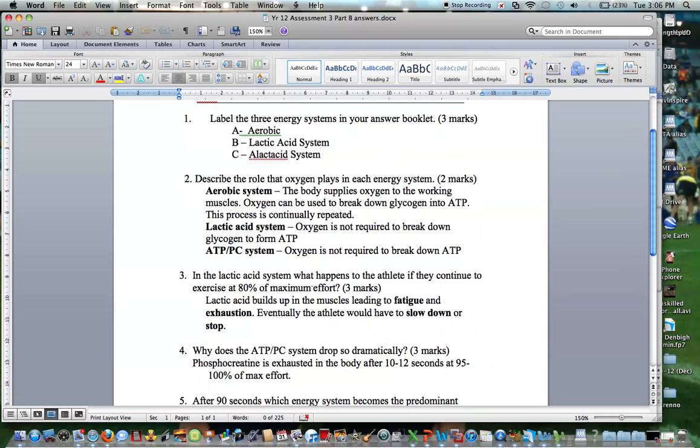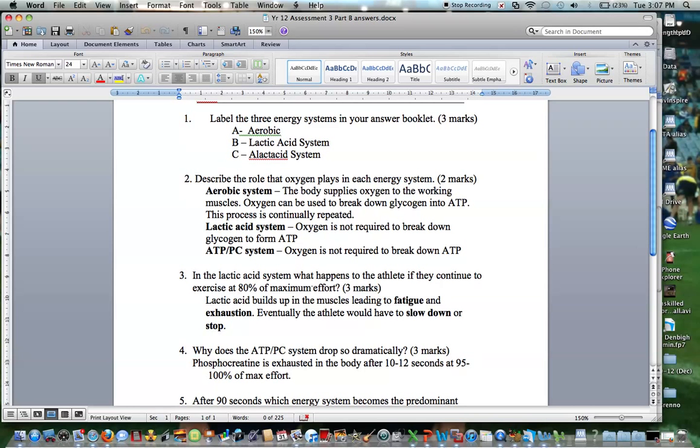Question 3 says, in the lactic acid system, what happens to the athlete if they continue to exercise at 80% of their maximum effort? So if they continue to exercise at 80% of their maximum effort, what's going to happen eventually is that lactic acid is going to build up in the muscles, which will then lead to fatigue and exhaustion.